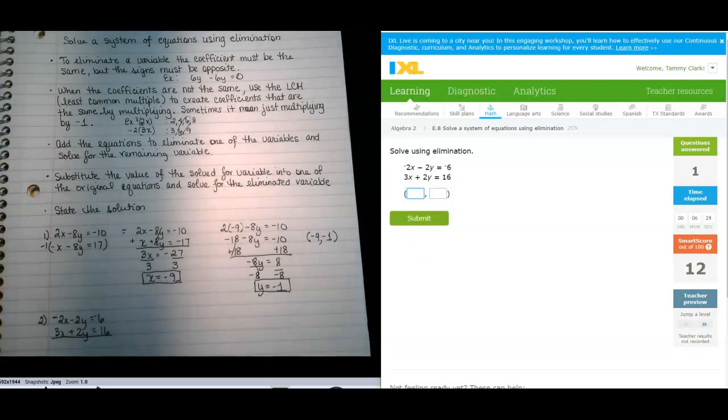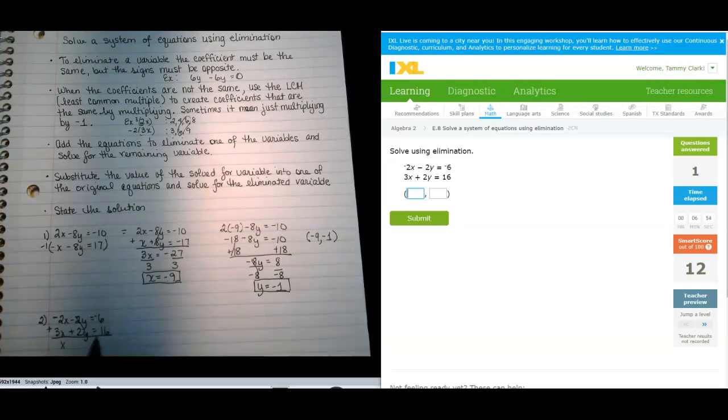Now we're on the next question. We're looking for a variable to eliminate. We could eliminate x or we could eliminate y. Well, the easiest would be to eliminate y because we already have the same coefficient, which is 2, and the signs are already opposite. So I could just simply add these, and I've got negative 2x plus 3x is positive x. Those two terms are eliminated.